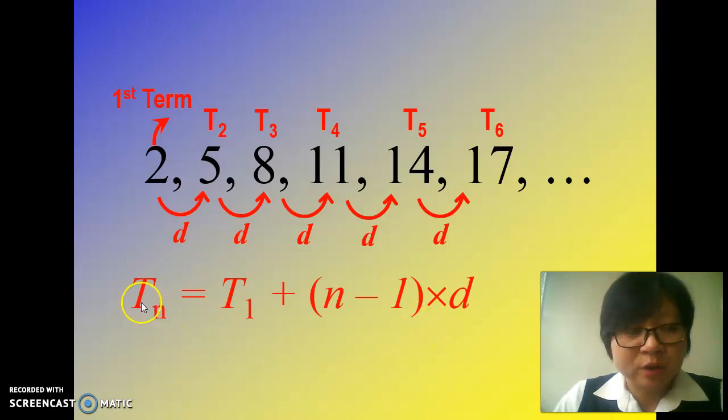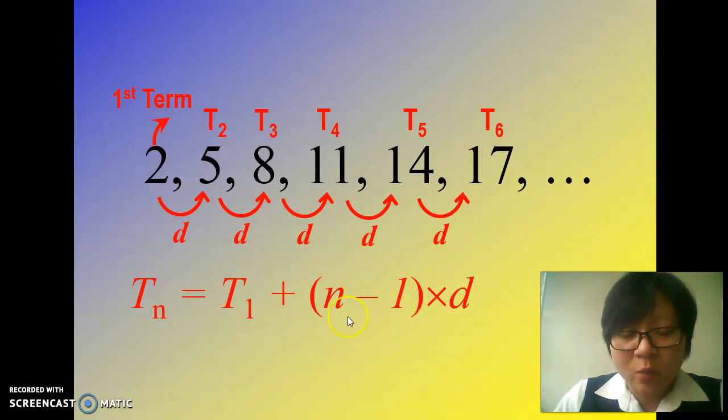And then this is the formula. Tn is for the nth term, and then T1 is the first term. n is the position number. Subtract 1 from the n, and then multiply by d. Where is this formula coming from? This formula is coming from the understanding that to find the next term, you need to multiply by d, and then add to the first term.